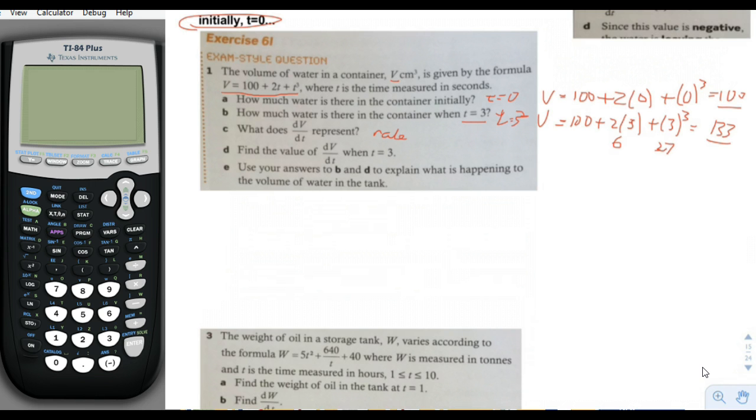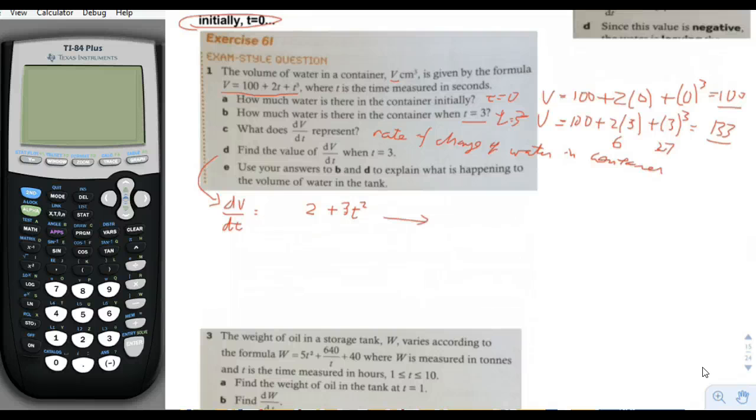What does dV/dt represent? It's the rate of change of water in the container. Find the value of dV/dt when t equals 3. So the first thing we need to say is what is dV/dt? dV/dt is the derivative of V. So the derivative of 100 is 0, the derivative of 2t is 2, the derivative of t cubed is 3t squared. So we've already figured out what dV/dt is in terms of t.